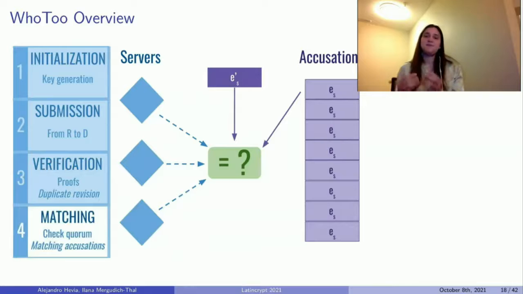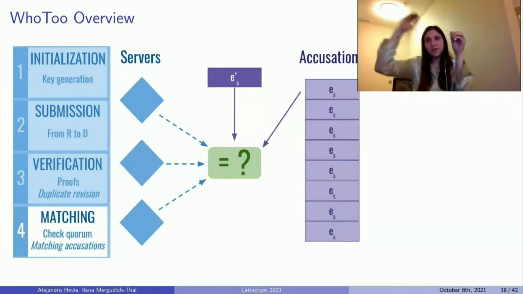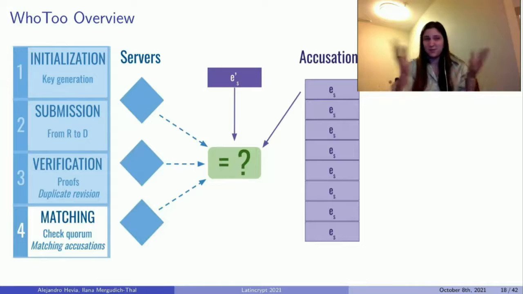Then in the matching phase, first the servers check if the quorum has been reached. And if it has been reached, they need to find all of the accusations that need to be revealed. So they know which is the accusation that triggered the quorum, but they need to find all the other ones. And they do it in a very similar way to how they did the duplicate revision. They use this equals operation in which the servers cooperate to compare this value to every other value in the system to check if they are the same or not. As you can see, this is very, very similar to the duplicate revision.